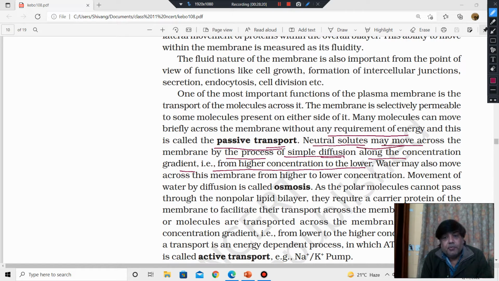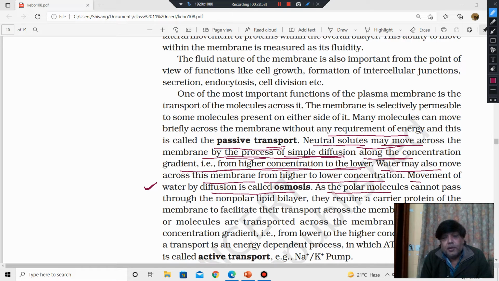Neutral solutes may move across the membrane by simple diffusion along the concentration gradient. Water may also move across this membrane from higher to lower concentration. Water means solvent. Movement of water by diffusion is called osmosis. So osmosis is a special type of diffusion in which water molecules move from their high concentration area to lower concentration area. Diffusion of water molecules is specifically termed osmosis.